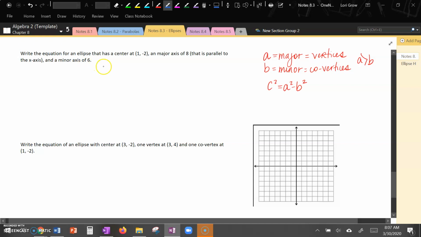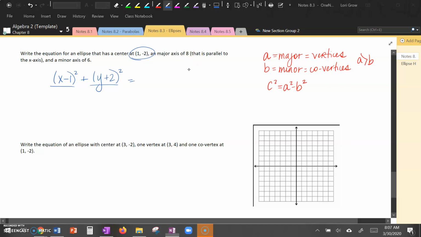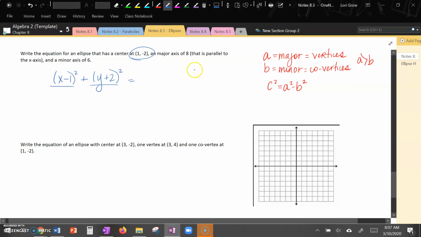Okay, write the equation of an ellipse that has this as a center. So I'll start off with writing that in with x minus 1 squared plus y plus 2 squared. It has a major axis of 8 that's parallel to the x-axis and a minor axis of 6. So when it tells me that the major axis is 8 and it's parallel to the x-axis, I know that the major axis is going to be longer in the horizontal direction and it'll be smaller in the vertical direction.